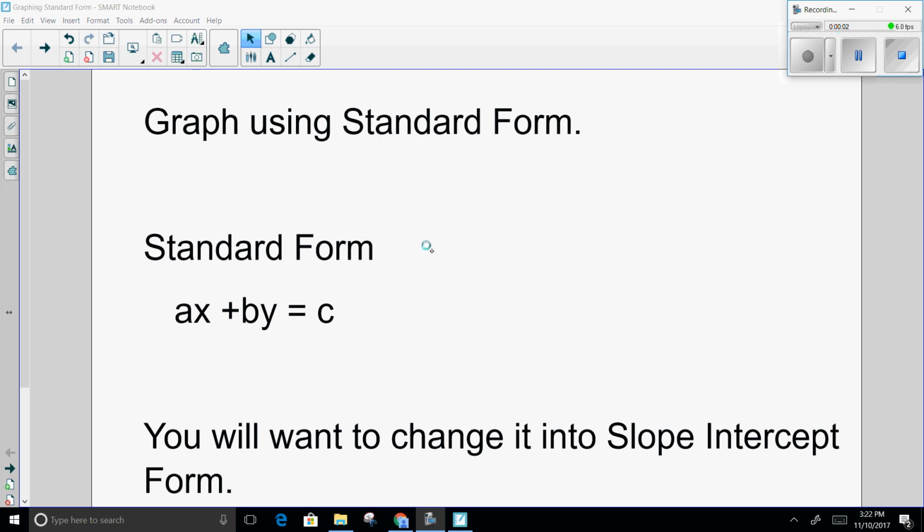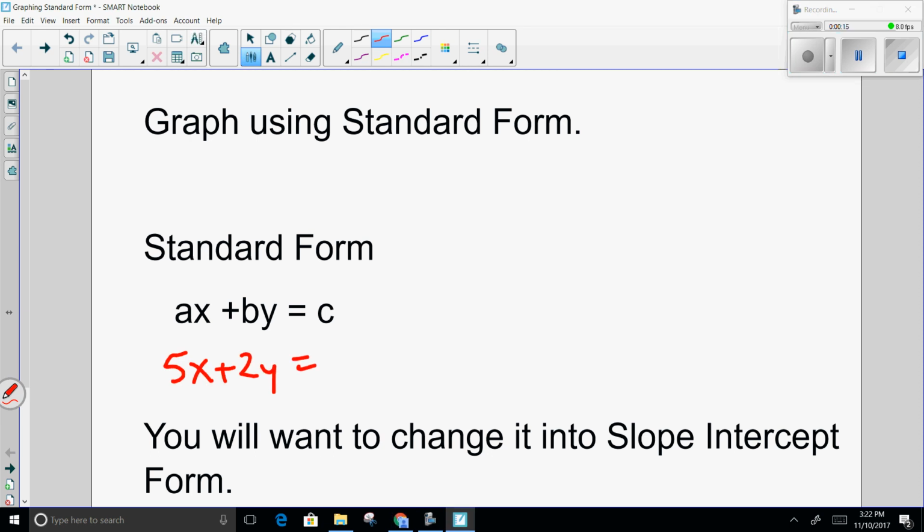In this video, we're going to talk about graphing using standard form. Standard form is going to be an equation that you guys are used to seeing. It looks like ax plus by equals c. An example of that would be something like this: 5x plus 2y equals 10. That's something that we have seen this year.